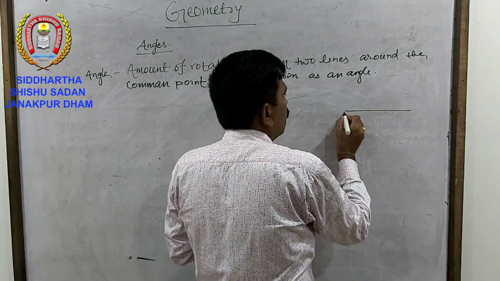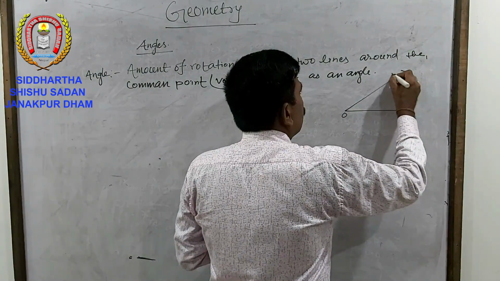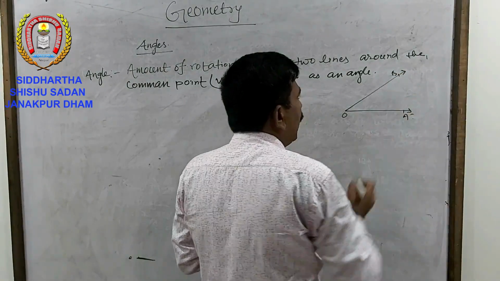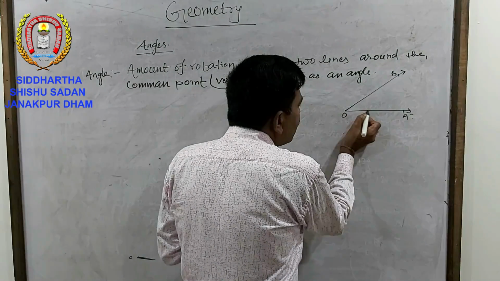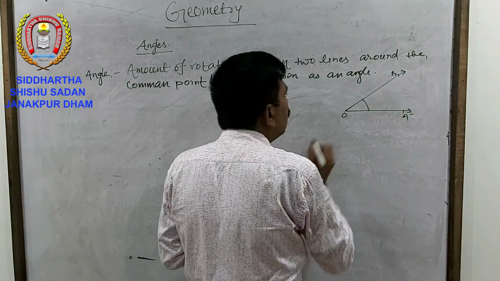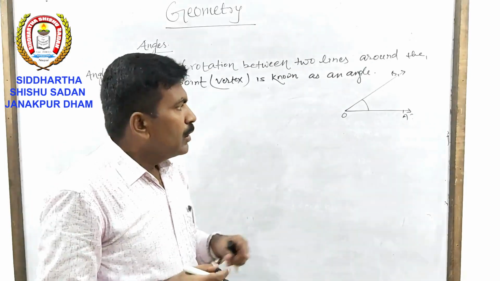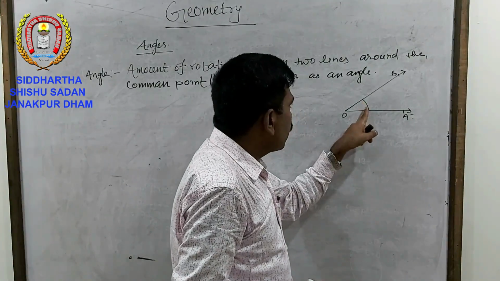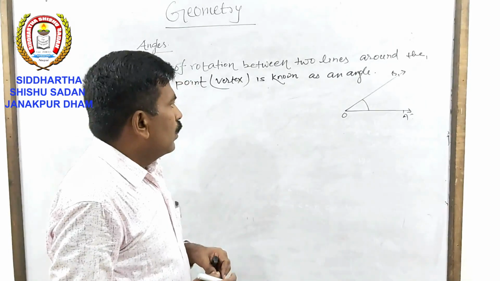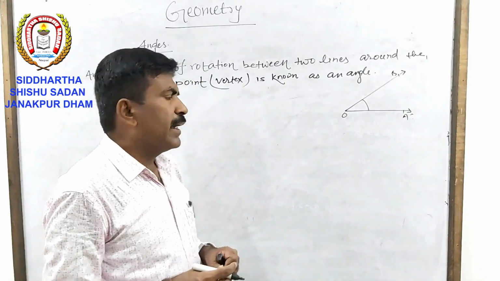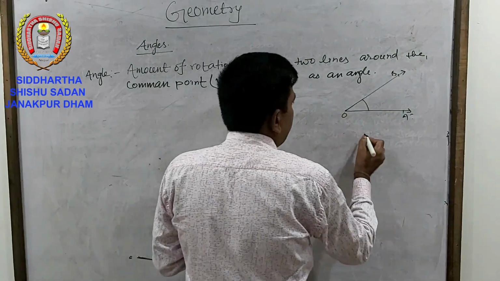So now we can show here. Suppose here is OA, and here is OB. OA and OB, these two rays are here. Now, this is called the amount of rotation or amount of turn. So this much rotation is known as an angle, and we use a unit to measure the angle, that is a degree.